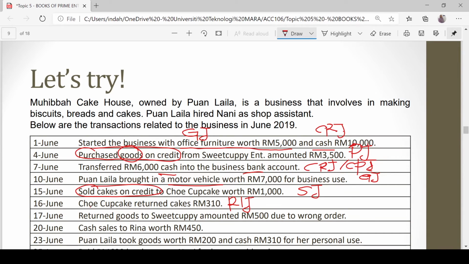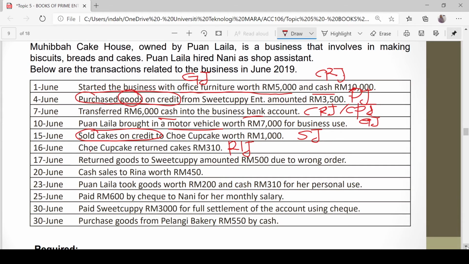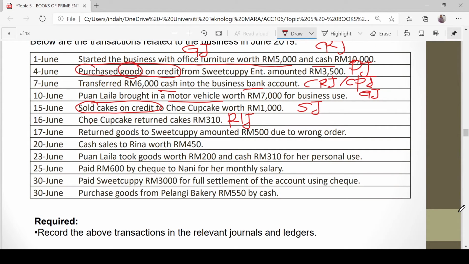Okay, next, return goods to Sweet Cupcake. Previously you purchased from Sweet Cupcake on credit, and then you return to Sweet Cupcake. When you return the goods, you did not receive any money because you purchased on credit. So what you are going to do is deduct from the Sweet Cupcake account. So when we journalize the transaction, we are going to record this in the return outward journal.